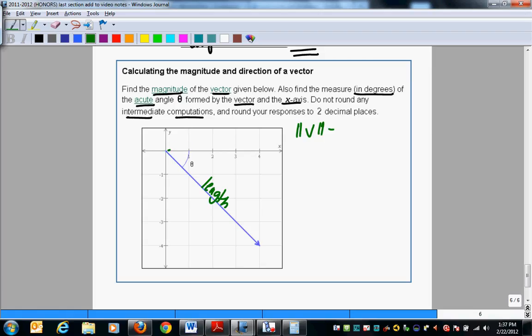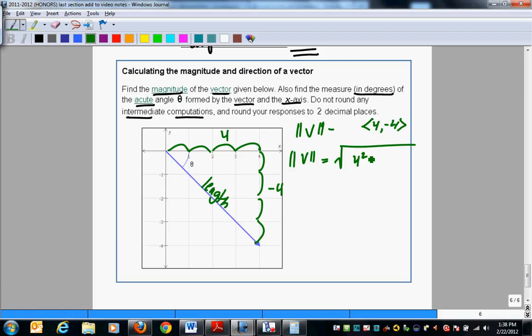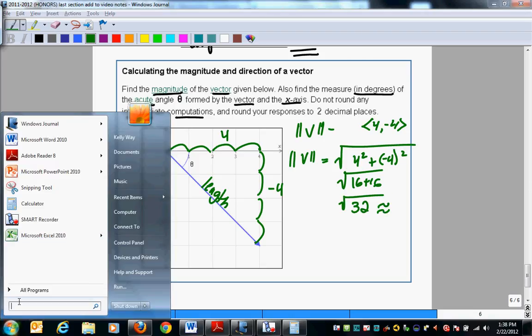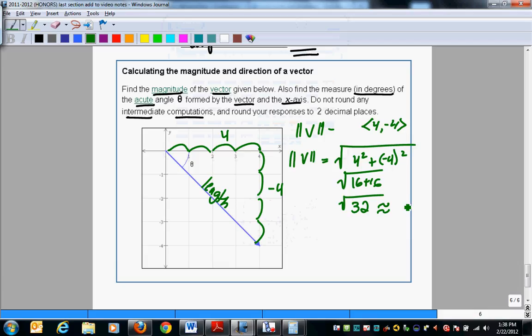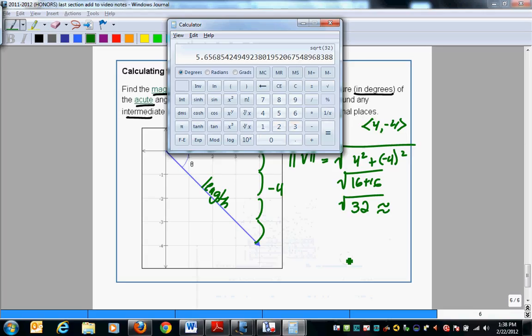So let's double check. First off, this is 1, 2, 3, 4. 1, 2, 3, 4. So our vector components are going to be 4 and negative 4. So the magnitude of our vector is going to be the square root of 4 squared plus negative 4 squared. Of course, that's the square root of 16 plus 16. Square root of 32, which is approximately 5.7. We want to go to the second decimal place. That's 5.66.